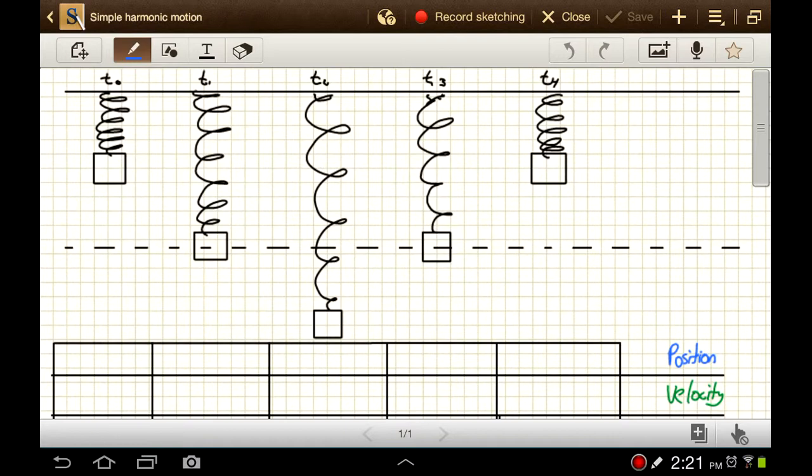Just get an idea for when each of those quantities is its largest, when it's its smallest, when it's zero, things like that. So position's a pretty easy one to start with. Position, we'll just say, is the distance away from the equilibrium spot. And so we also could talk about whether it's above or below equilibrium. So this one's pretty clear. We have a maximum position above equilibrium here at T0 and again at T4. So we'll just call that max upward displacement.